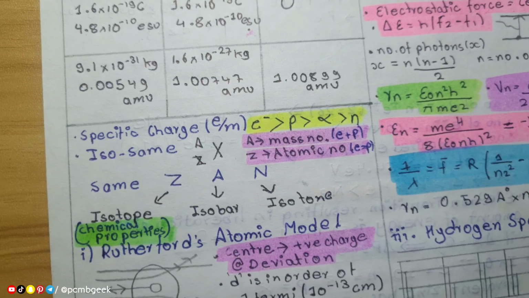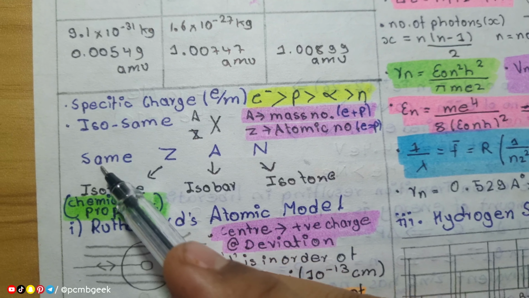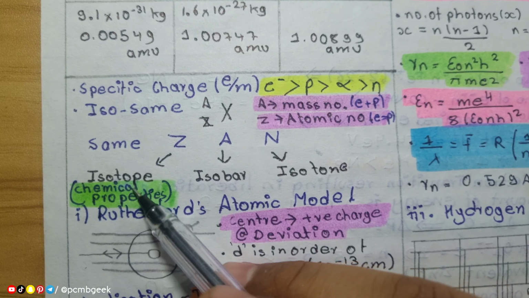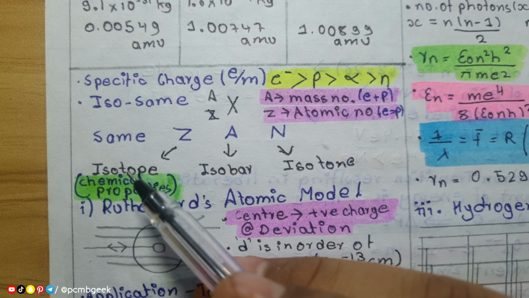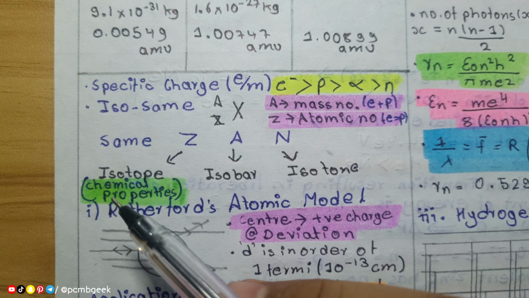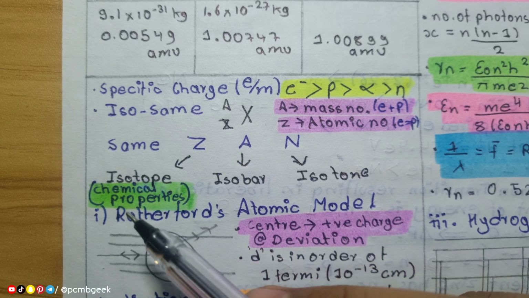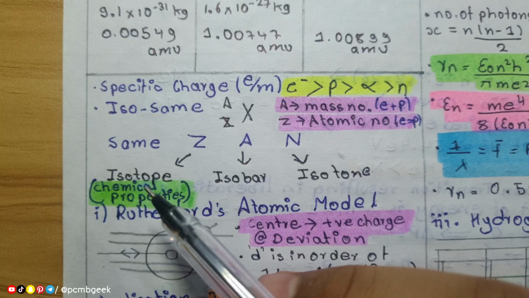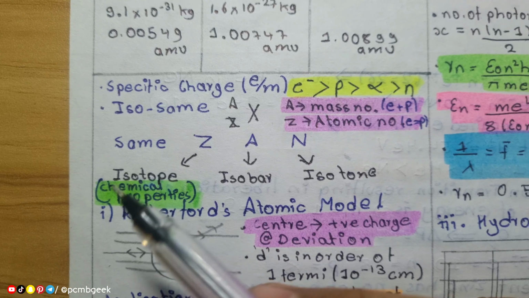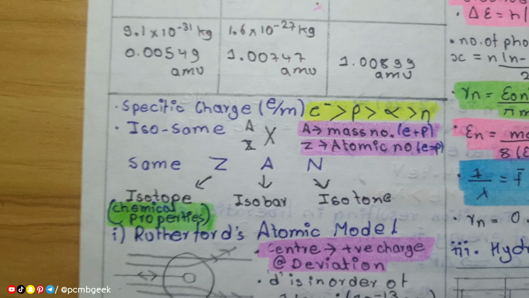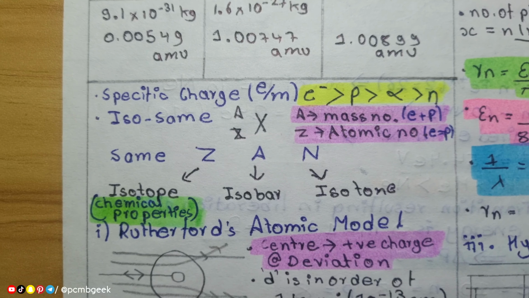Let us understand different atomic species. First, you need to understand one thing, that iso means same. Now, the first one is isotopes. F. Soddy was the first person to discover isotopes. Isotopes share the same atomic number, that is Z, and they have different mass numbers. As their atomic number is the same, they share similar chemical properties but different physical properties. For example, for hydrogen, protium, deuterium and tritium are examples of isotopes.